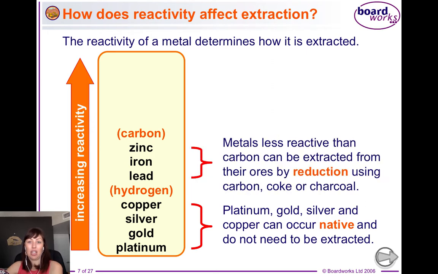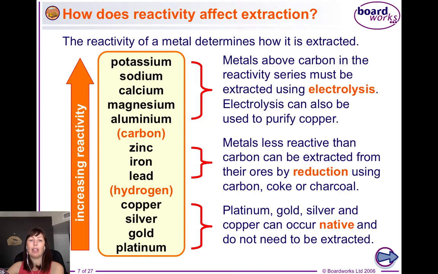You can see hydrogen in there. And then next, lead, iron, and zinc. These metals are less reactive than carbon, so they can be extracted from their ores by reduction using carbon, coke, or charcoal, and we'll go through that process.